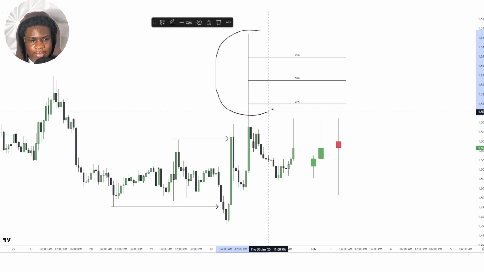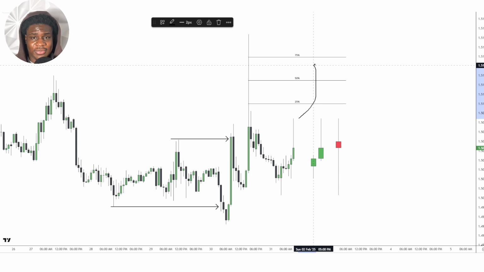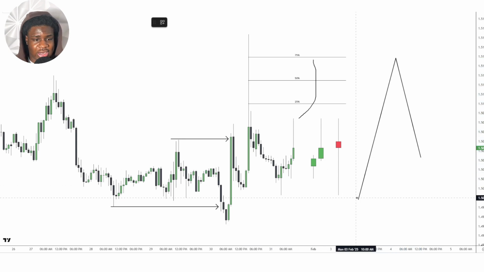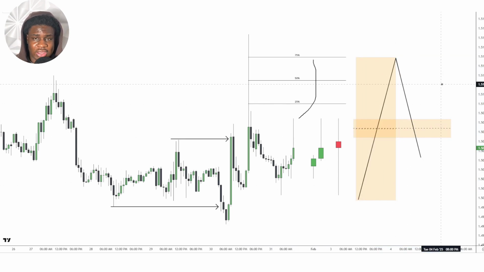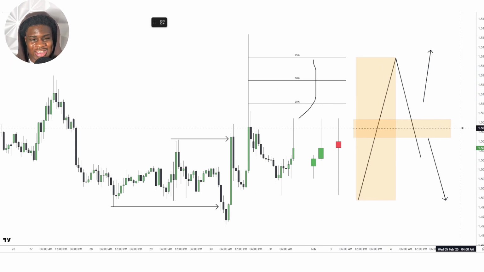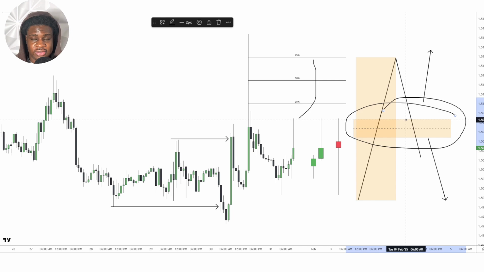Since we left this massive wick inside the level, we know that this is an inefficiency. Price is obviously gonna want to come back into here. We have to understand how the market moves. It moves in expansions and corrections. When price creates an expansion to the upside, price is gonna create inefficiencies within that expansion. For price to continue going higher or potentially reverse, price has to come back within those inefficiencies to rebalance it.